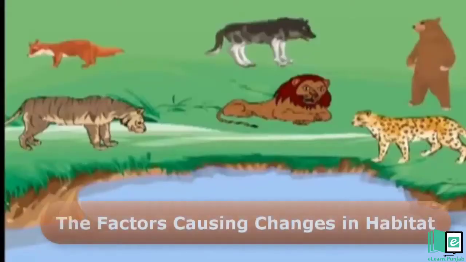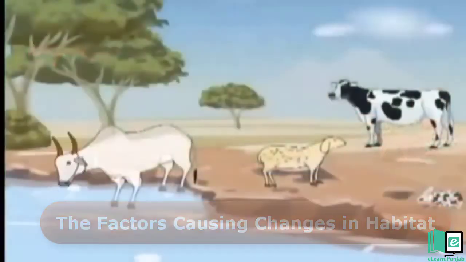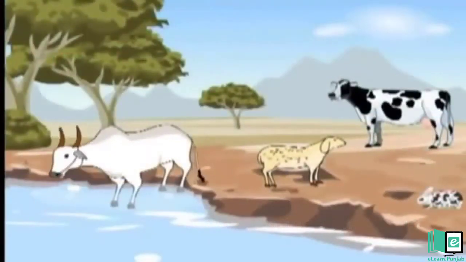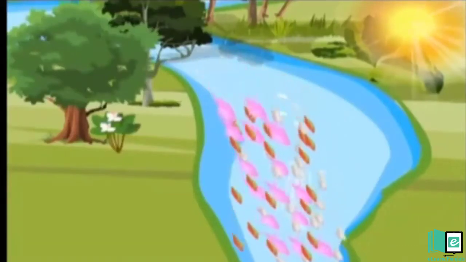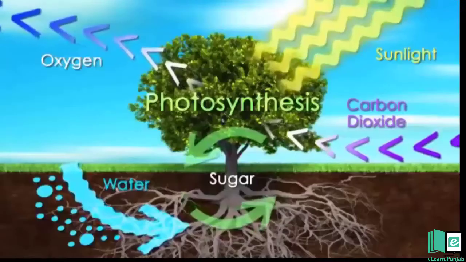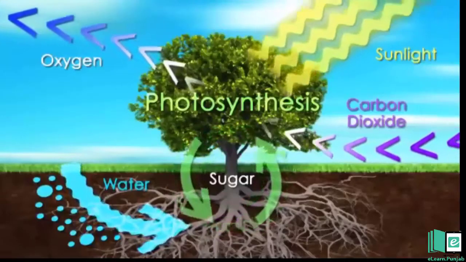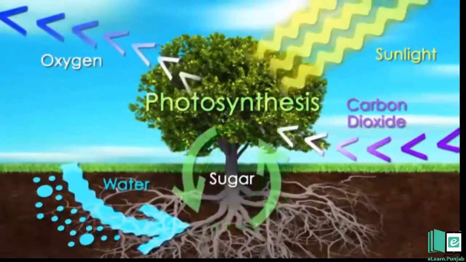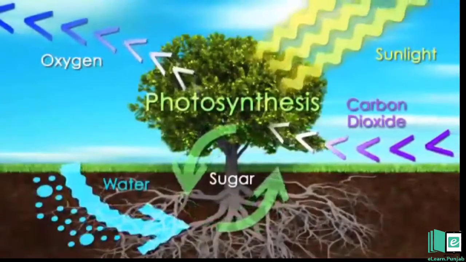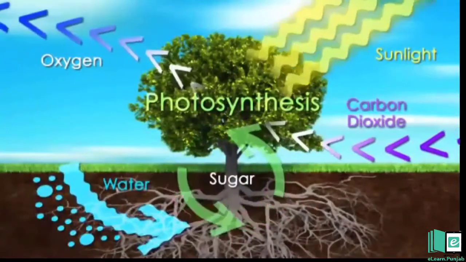The factors causing changes in a habitat. We know that light, temperature, air, soil, and water are abiotic factors of the environment. Changes in these factors bring changes in the populations of a habitat. Some other natural factors and humans also cause changes in habitats.